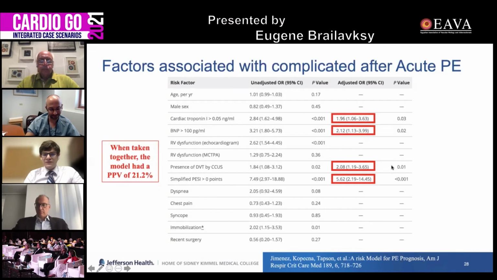But the downside is that even if you take all of them together, you still end up with a positive predictive value of about 21% or so, which again means that over 80% of patients with all these high-risk features, most of them will do completely fine with conservative management.